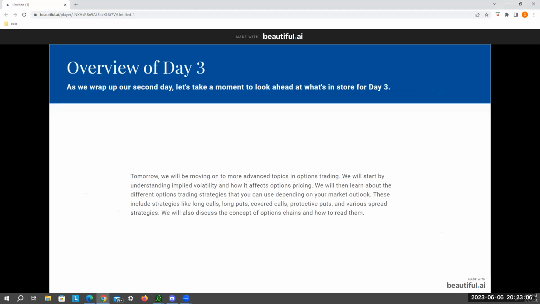Now, an overview of day 3. Day 3, we'll be moving on to more advanced topics in options trading. We'll start by understanding IV, which we talked about a little bit today, but we're going to get into it deeper tomorrow, and how it affects options pricing. We'll then learn about the different options trading strategies that you can use, such as long calls, long puts, covered calls, protected puts, short puts, and various spread strategies and strangles. We will also discuss the concept of options chains and how to read them. I know we went a little bit over them today.